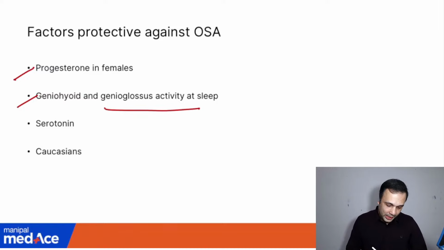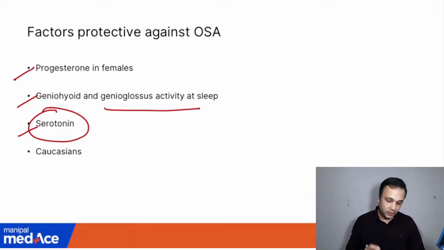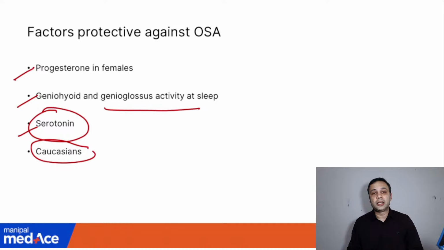Shimona. Then we have serotonin. Serotonin is responsible for your sleep-wake cycle. It regulates the sleep-wake cycle. It is responsible for a hormone called melatonin. So this is protective against obstructive sleep apnea. And Caucasians as a race itself is found to be protective against obstructive sleep apnea.